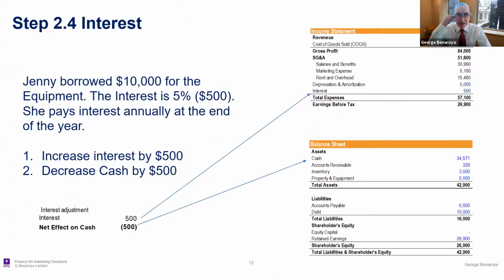Let's do it now for interest. Let's assume that when Jenny borrowed the $10,000, the interest per year was 5% or $500, and that she pays the interest at the end of the year. So we increase interest by $500, and we decrease cash that she used to pay for it by $500.